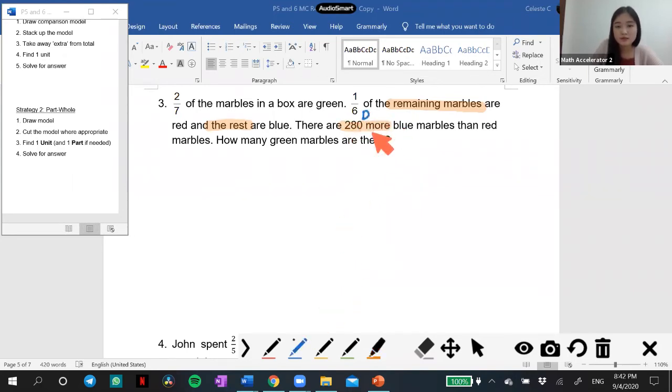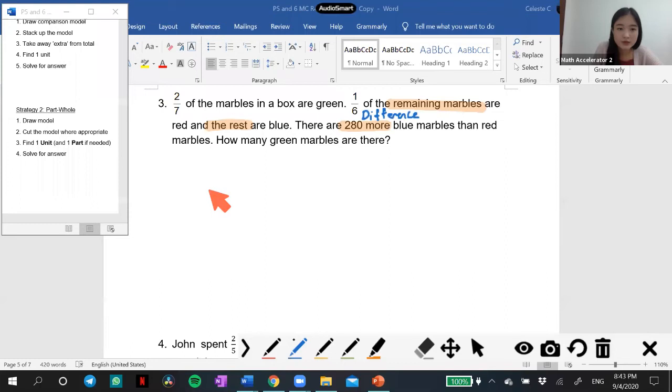Starts with a D. Anyone? No, it doesn't stand for draw the model. Yeah, difference. Yeah, you can use branching also. Depends on which method you prefer. Alright, so let's start with the model.